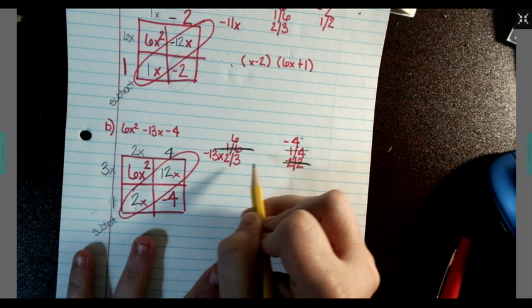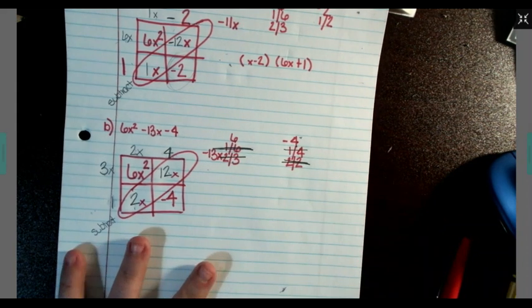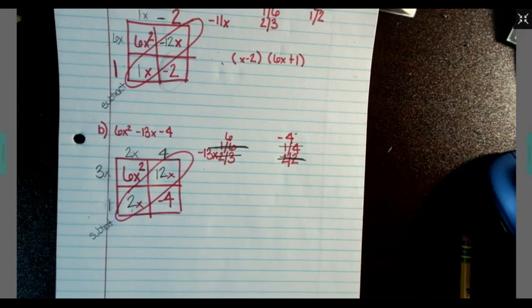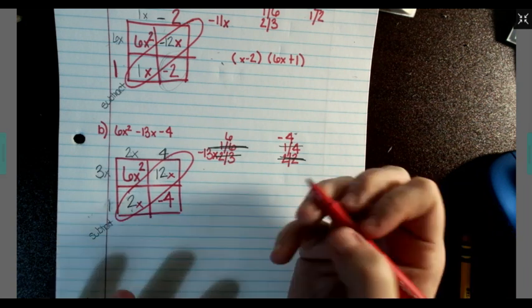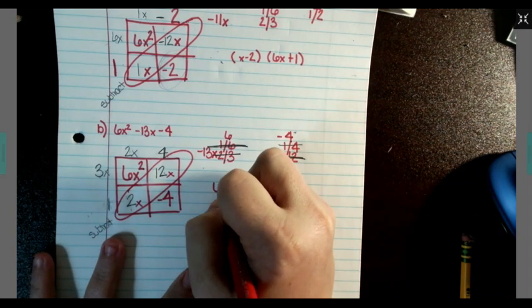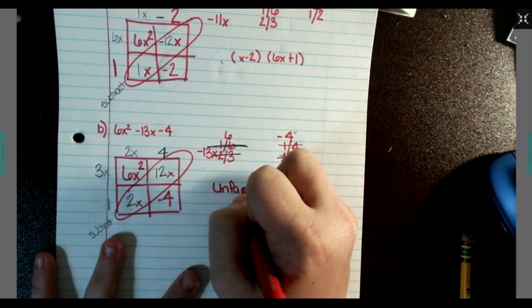So the 1-4 combo didn't work, and neither did the 2-3. What do we have here? None of these factored to that negative 13x in the center. So this would be unfactorable.